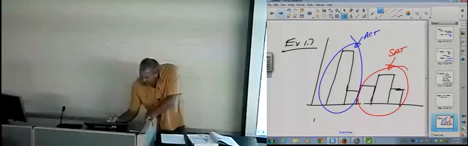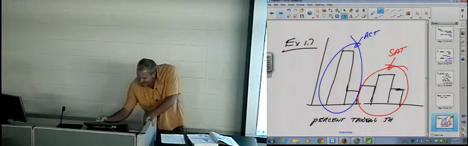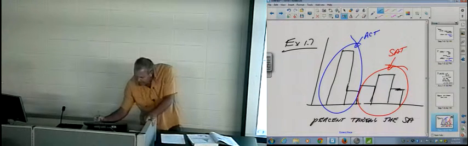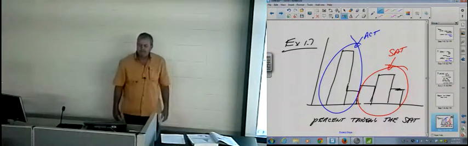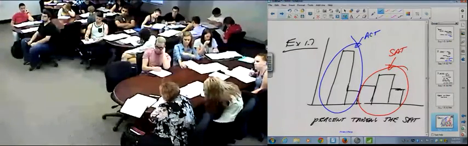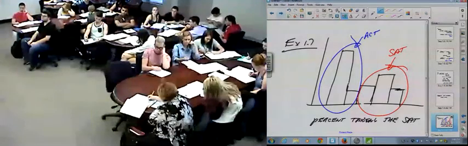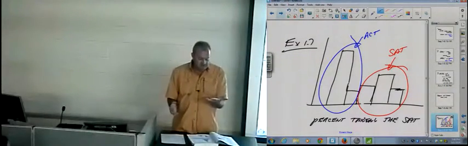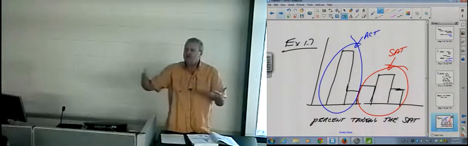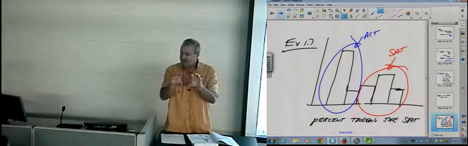I'm going to label this. This is the percent taking the SAT. Anytime I see 2 humps or 3 humps or 4 humps, what you've done is you've taken the variable and you've measured it on this set of individuals. The problem is you have different groups inside of there.